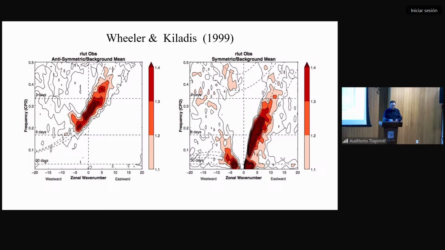I just have one comment, Alejandro. I would call it equivalent depth, instead of scale height. No, yes, it's right. It's equivalent depth, yes, you're right. The other thing, just say real quickly, you have 10 seconds.